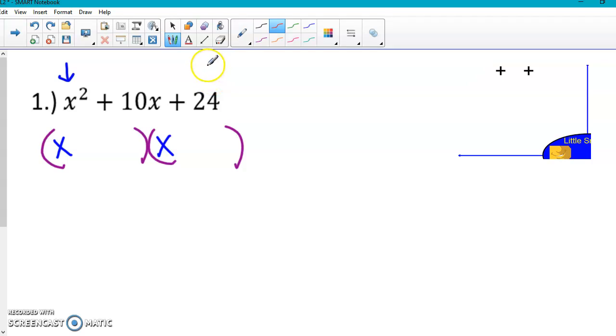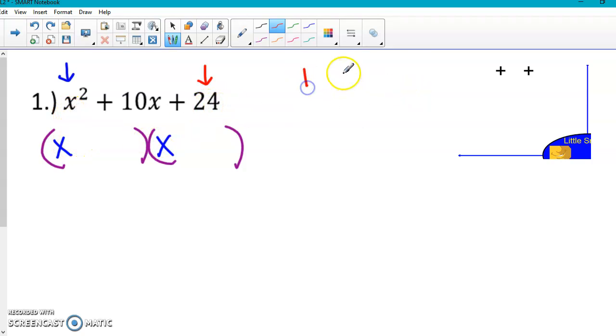Okay, now we're going to look at our last number. So our last number is 24. So we have to think, how can I split 24? What times what gets me 24? And there's actually a lot of answers to this one. There was only one answer to x squared, which was x and x. But there's several answers to 24.